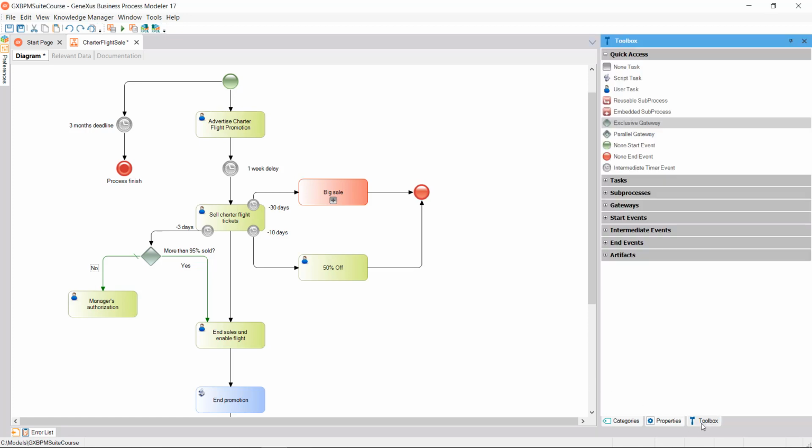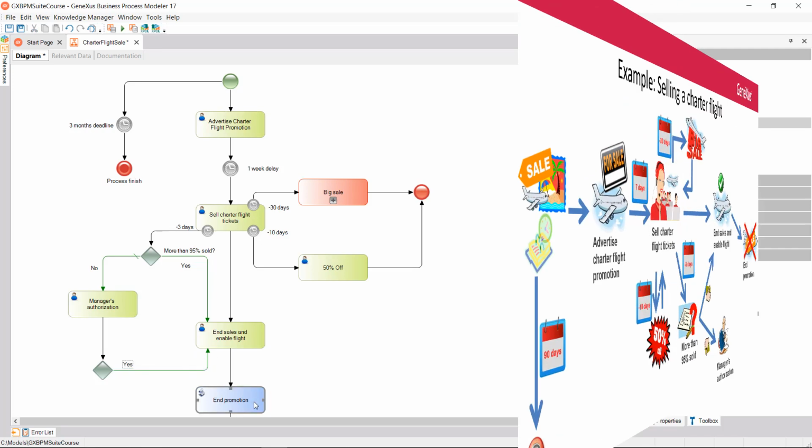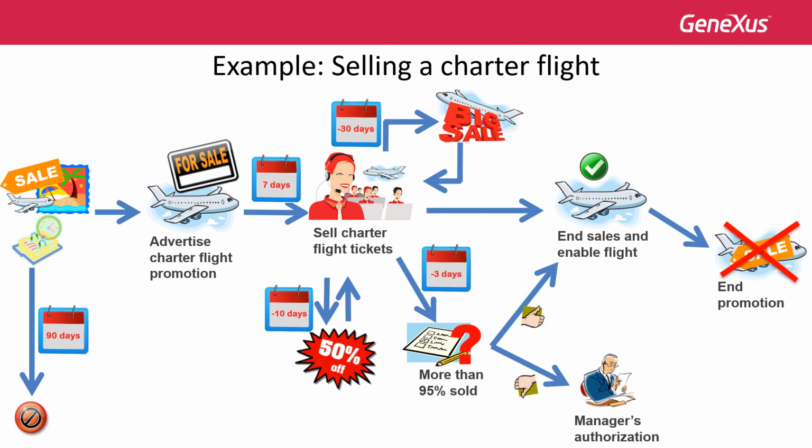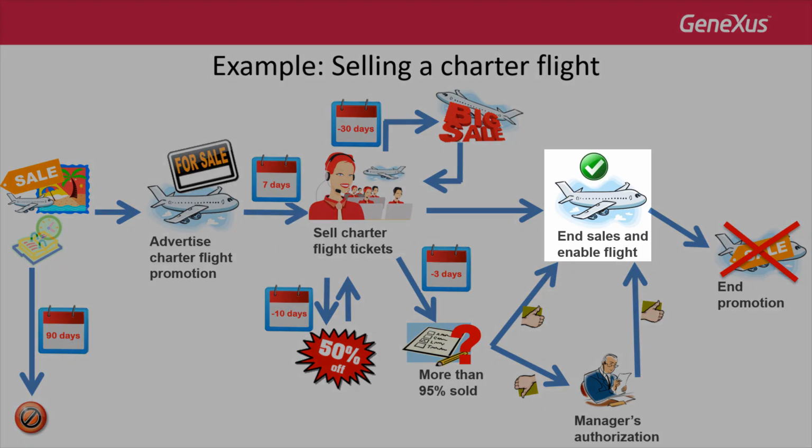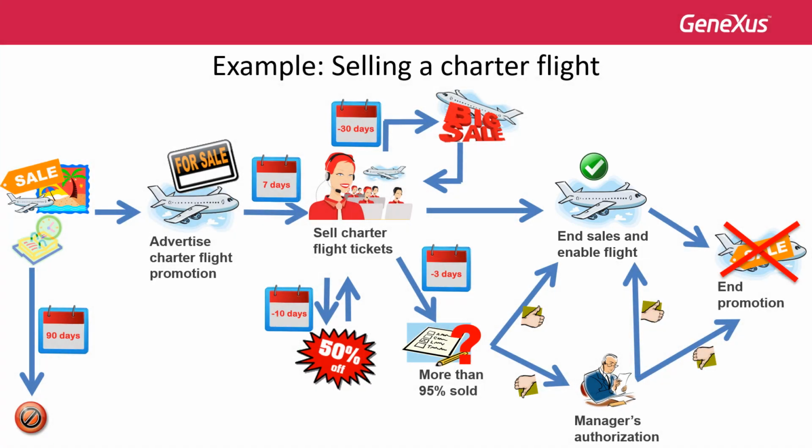To query the decision made, we insert another exclusive gateway and we connect it from the manager's authorization task. To the right of the gateway, we connect it with the task End Sales and Enable Flight, and we add a Yes tag to this flow to represent the manager's authorization for the flight to depart. Next, the task that ends the sale and enables the flight will be executed. And lastly, the promotion is removed and the process is ended.